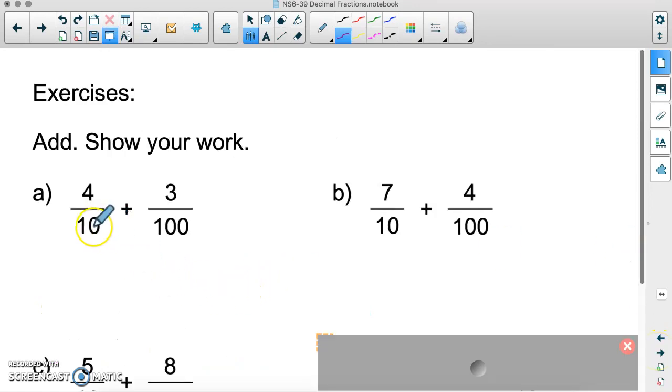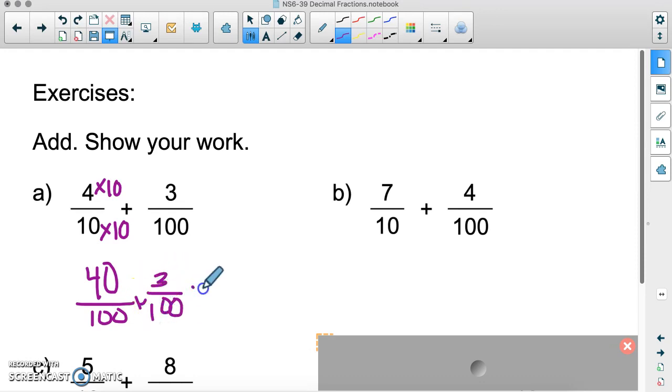So let's work on A together. I have 4/10 plus 3 hundredths. Well, this is hard to do without the same denominator. So my first step is going to be changing the denominators. I'm going to multiply by 10 to get 100 on the bottom. You want to remember to always change to the largest power of 10 that you have. So this is going to change to 40 over 100 plus 3 hundredths. So this is equal to 43 hundredths.